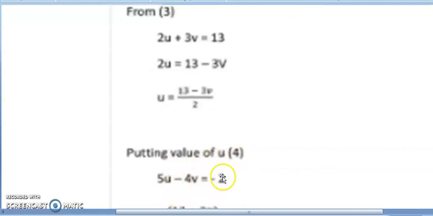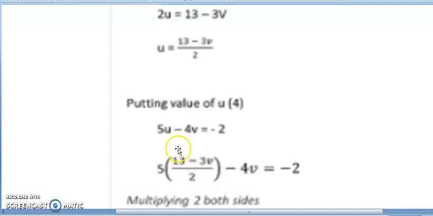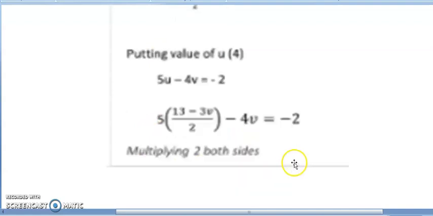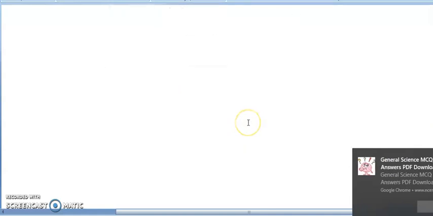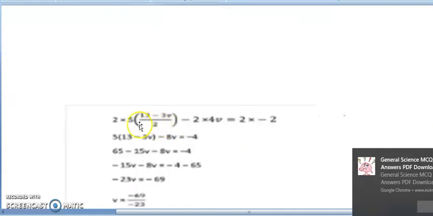Now substitute this value of u in the fourth equation. So 5u minus 4v is equal to minus 2. This is my fourth equation. So I'm substituting u. u is 13 minus 3v by 2. Always remember, in the method of substitution, any one variable you have to substitute in any other equation. Here, since I have taken u, I'll substitute in the fourth equation. So multiplying by 2 on both sides, the denominator of 2 can be cancelled. See, I am multiplying this with 2 and this I also am multiplying with 2. So 2 and 2 will get cancelled in the numerator and denominator.